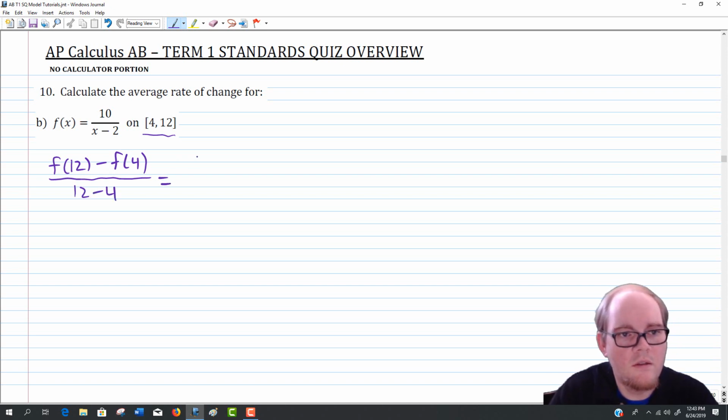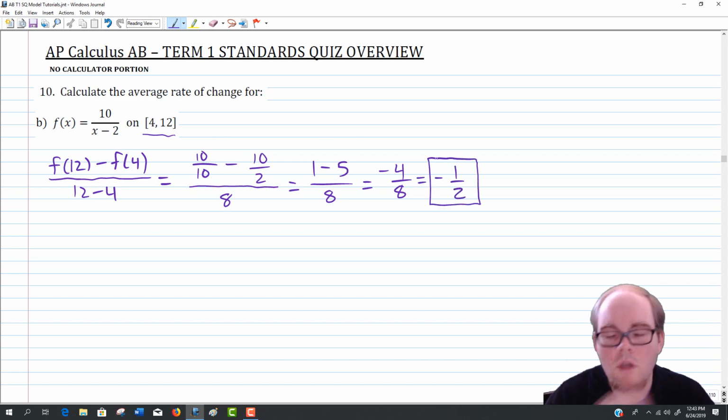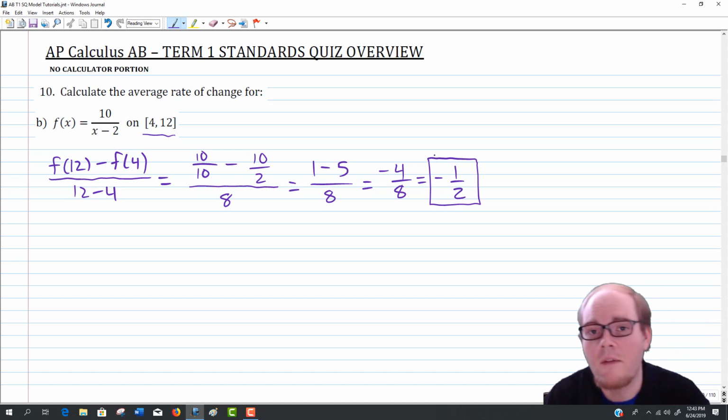From here, if we plug in, we're going to get 10 over 12 minus 2, which is 10, and then minus 10 over 4 minus 2, which is 2, all over 8. Simplifying here, we get 1 minus 5 over 8. That's going to be negative 4 over 8. Of course, all of these are correct answers, but that does simplify to negative 1/2. So the secant line along that closed interval to the graph of f of x, this rational function, would have slope negative 1/2.